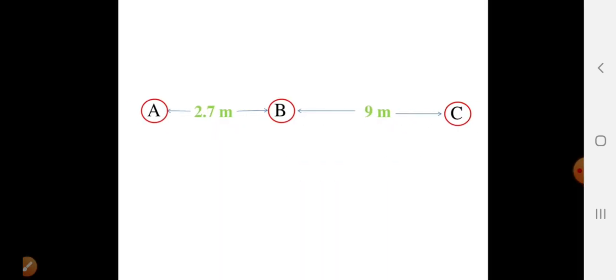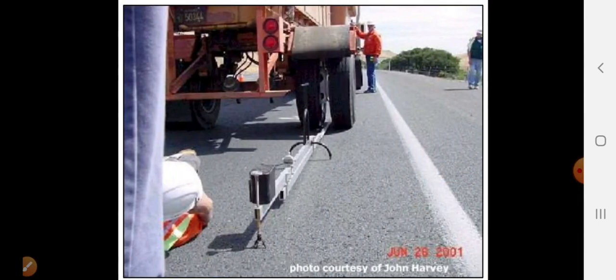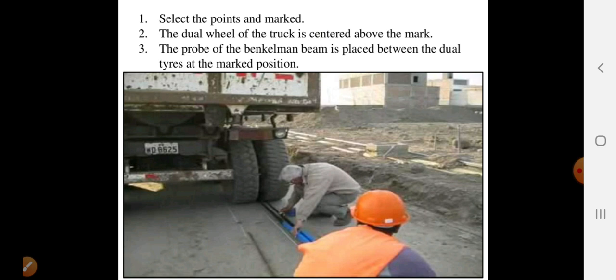So this is how the procedure goes. On the pavement surface we measure at 3 points. The first point is at 0, the next is at 2.7 meter, and the third point is at 9 meter. This is how the BBD, or Benkelman beam deflectometer, is placed in between the two wheels, and when the load is applied, the reading is noted at the particular point. Clear? This is how we select the points. Let me read out the procedure. Select the points and mark them: first 0, next 2.7 meter, after that 9 meter.